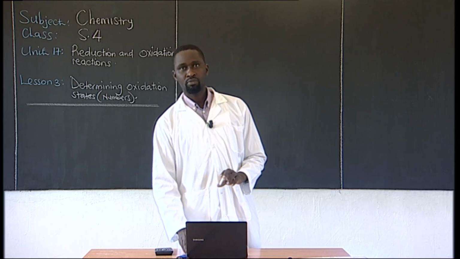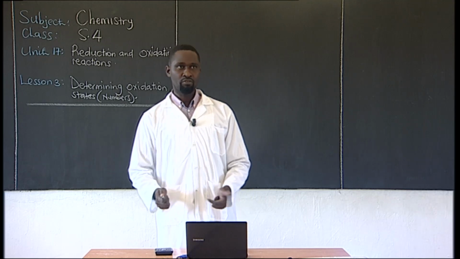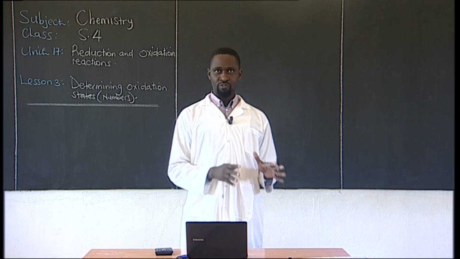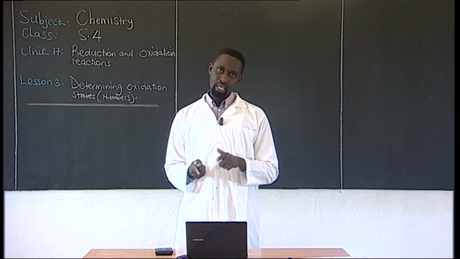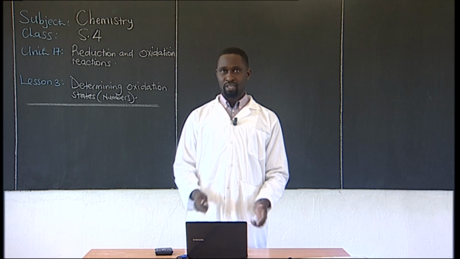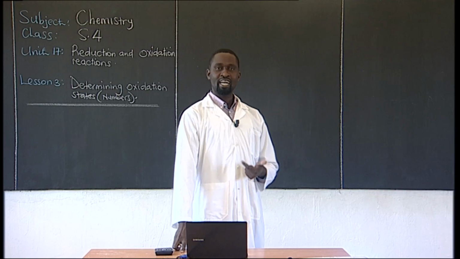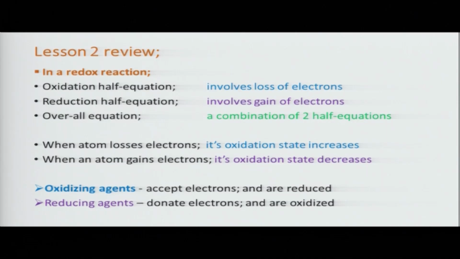So that is what we're going to look at, how to determine and assign oxidation numbers. First, a quick review of lesson 2. If you missed the lesson 2 content, this is a quick review of what we looked at, but I would still implore you to go back and find that content so you do not miss a lot. In lesson 2, we looked at the different components of a redox reaction, and what are they? A half equation and overall equation, then the different aspects of a reducing agent and oxidizing agent.